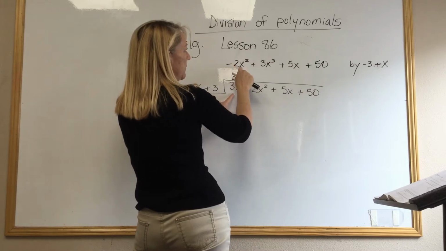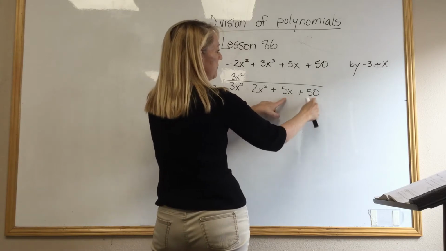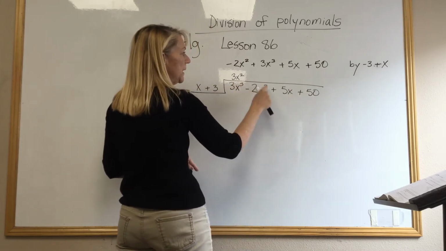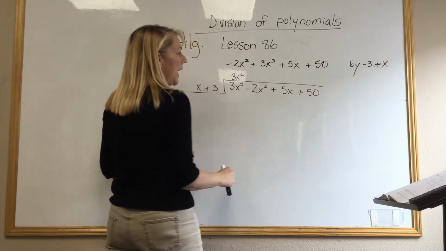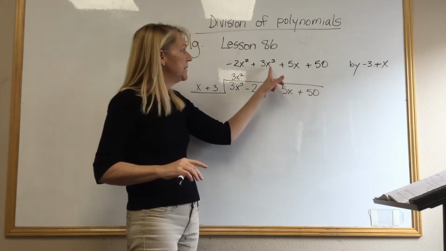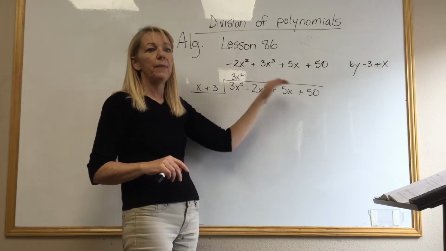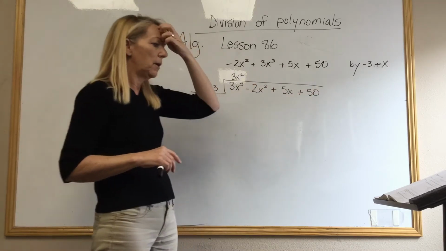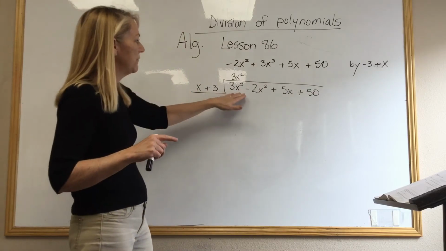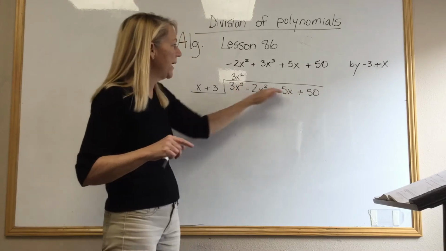And then I'm going to put negative 2x squared second, and then 5x and then 50. It's a stair step down: 3, 2, 1, nothing. And you have to have that. If it's missing a part, you have to add in a plus 0 to keep that place value in there, and we'll talk about that in a minute. But you have to have the 3, 2, 1, 0 exponents in the right order.